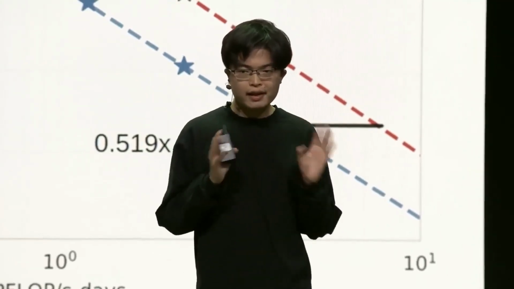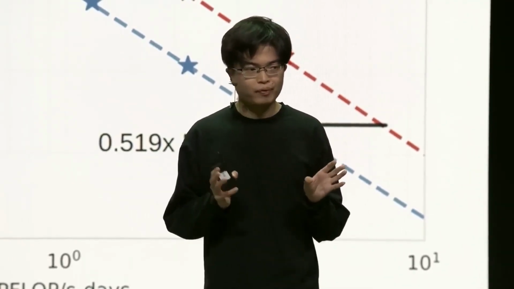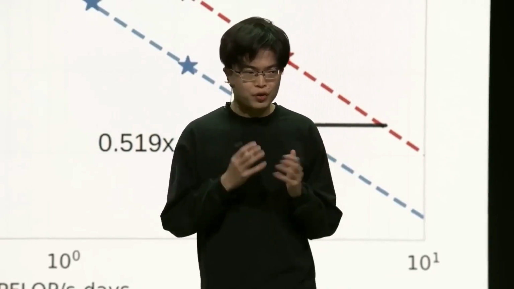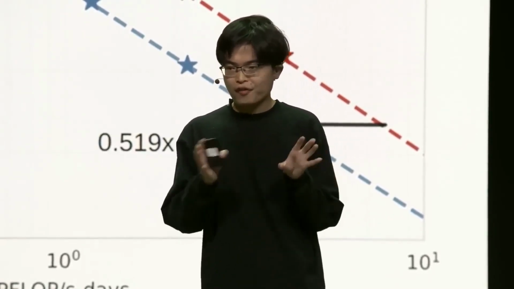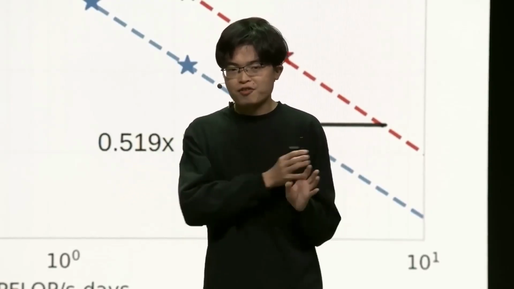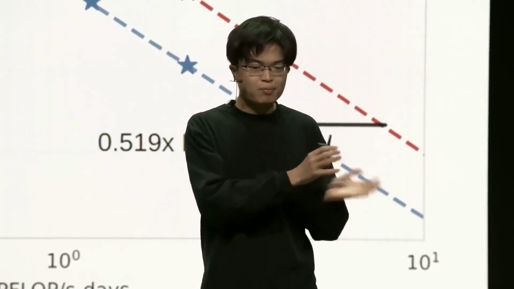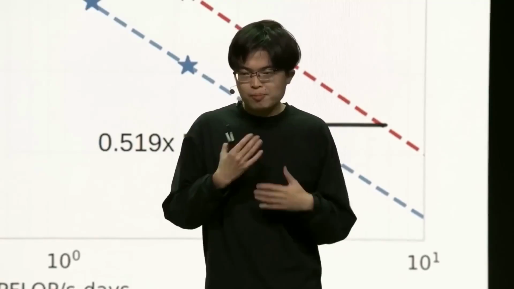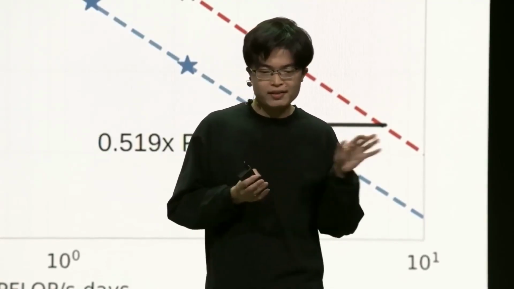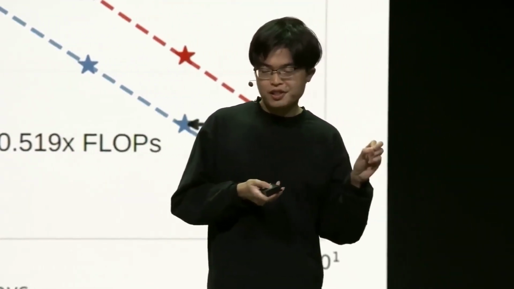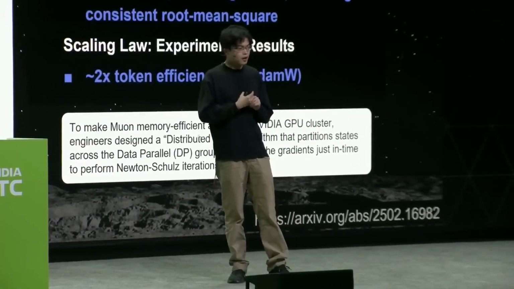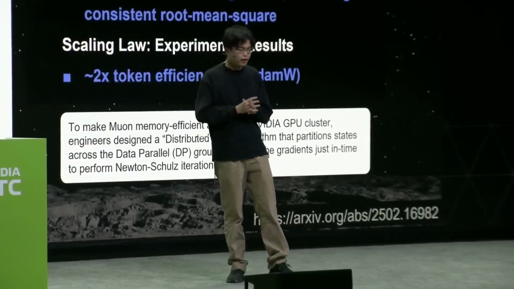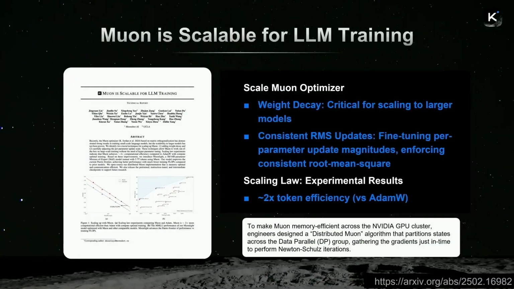It's a second-order optimizer. Basically, every single gradient update is transformed in a way that each entry is orthogonal to each other. This is very different from the traditional Adam optimizer. And if we implement this optimizer properly, you can get a 2 times token efficiency improvement. We published the first work to demonstrate that the Muon optimizer is actually scalable for LLM training.